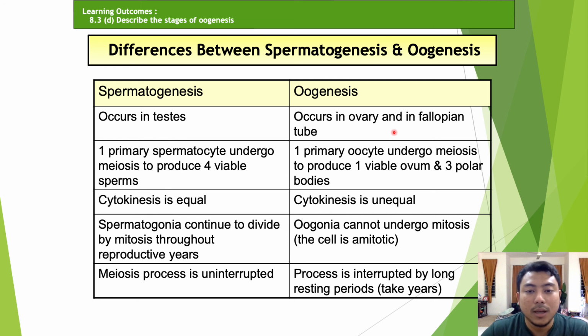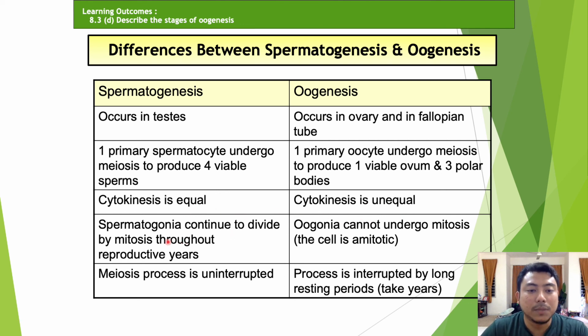during the sperm fertilization. So for one primary spermatocyte undergo meiosis to produce four viable sperm. Maksudnya satu spermatocyte bila sekali buat kerja terus hasil empat. Manakala on the other hand, one primary oocyte undergo meiosis produce one ovum, lagi tiga tu polar bodies will be gone. Daripada satu hasilkan satu. Kalau ni satu hasilkan empat. Cytokinesis is equal. Yang ni cytokinesis is unequal.